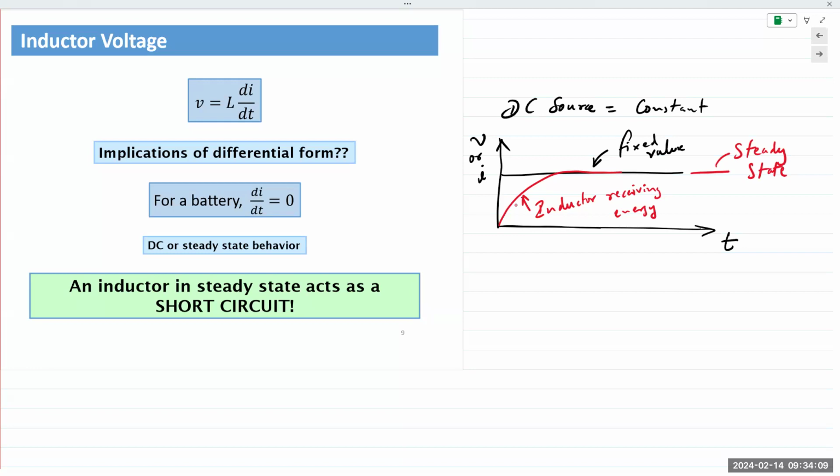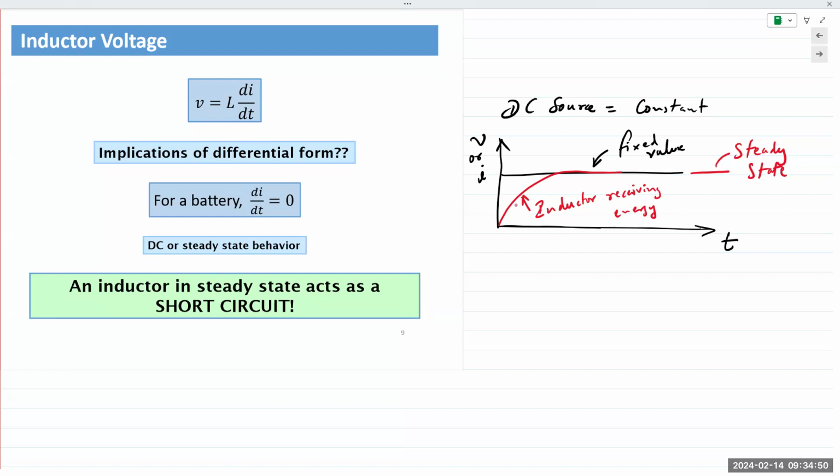And the steady state behavior is that the voltage for an inductor would be 0. For a capacitor, conversely, at steady state, current I would be equal to 0. And we'll look at that in just a few slides. For an inductor, when you apply an input current, a DC current, after the initial transient portion, once it reaches full charge, meaning the inductor has stored as much energy as it can, then it behaves like a short circuit.